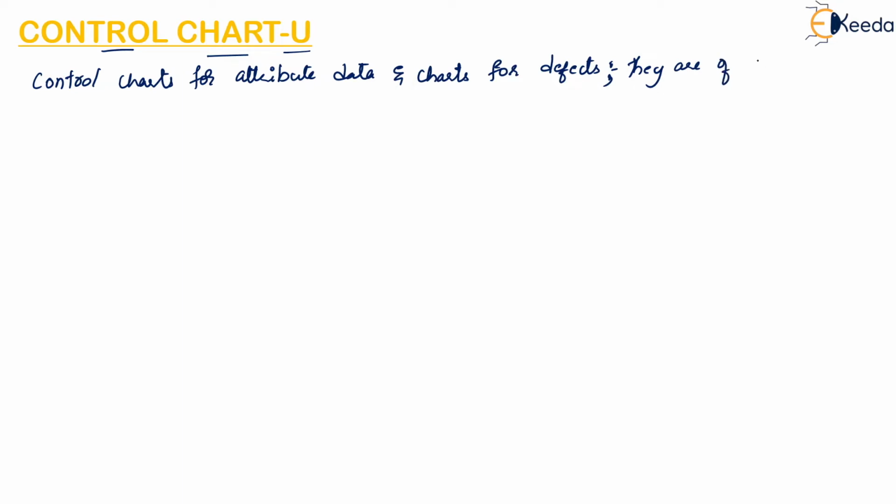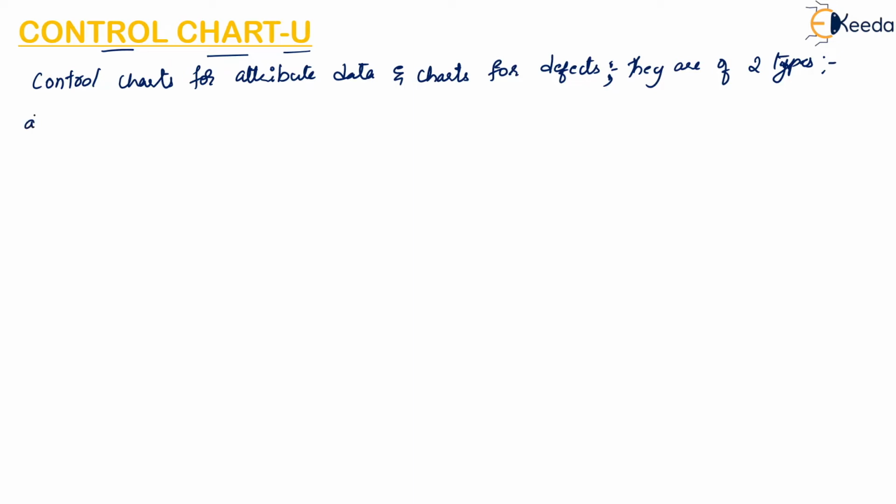Control charts for attribute data and charts for defects are of two types. So what are they?